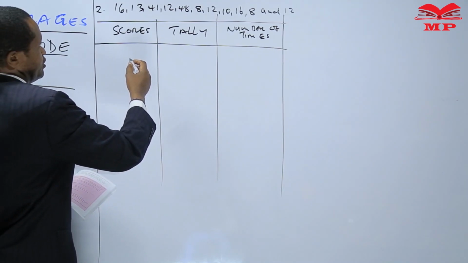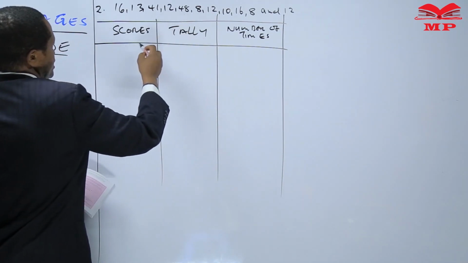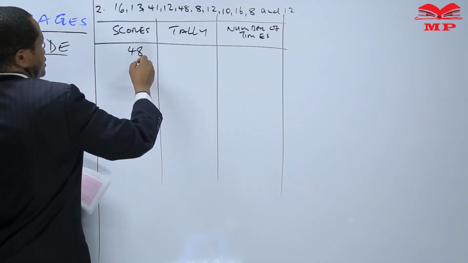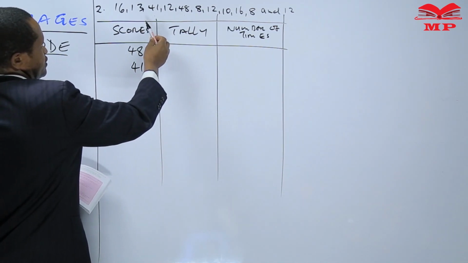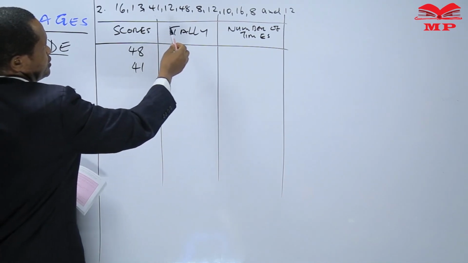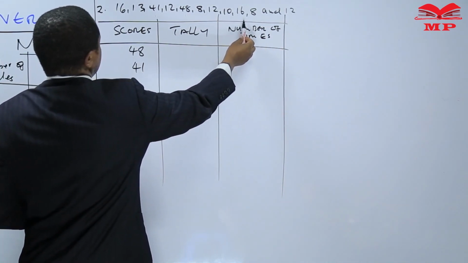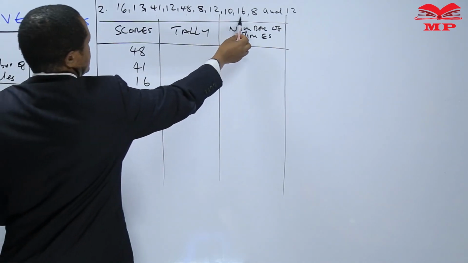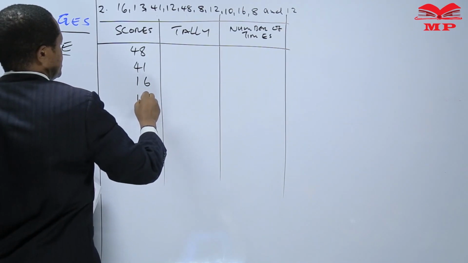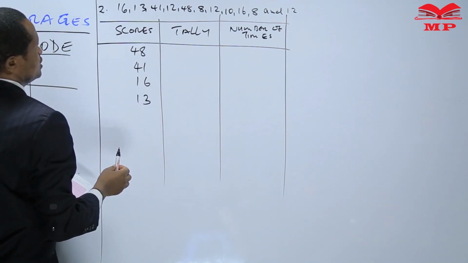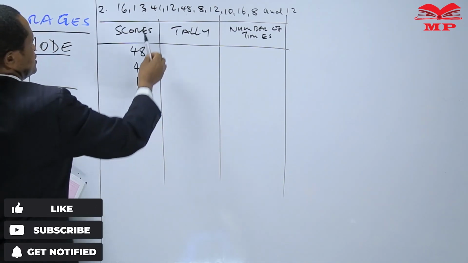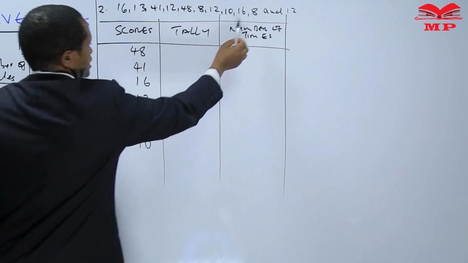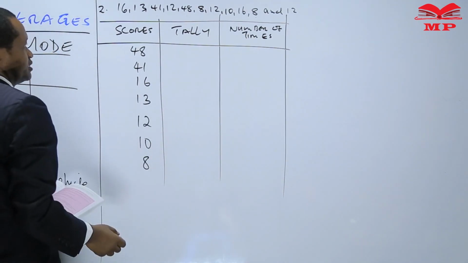We can rearrange this data in descending or ascending order. So you can start with 48, followed by descending 41, then 16, 16, then 13, then 12, 12, 12, then 10, then 8, 8.